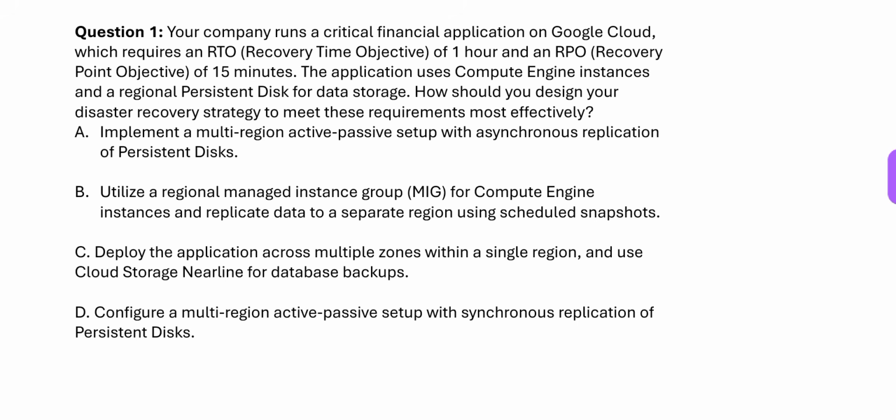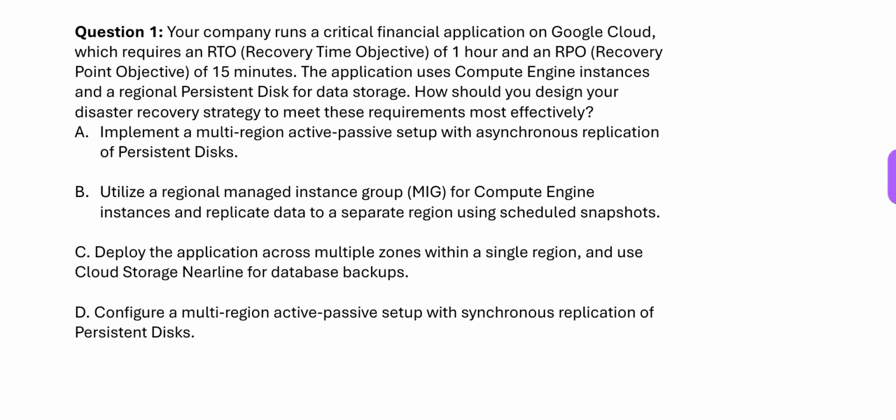That means for the data in the primary site, I can tolerate a loss of only 15 minutes. So if it crashes now, I want the data as of 15 minutes before, whatever the point of commit was in the database. The application uses Compute Engine instances, so they are already making use of a lot of Compute Engine on GCP and a persistent disk for data storage. They are using a regional persistent disk. How should you design disaster recovery to meet the requirements most cost effectively?